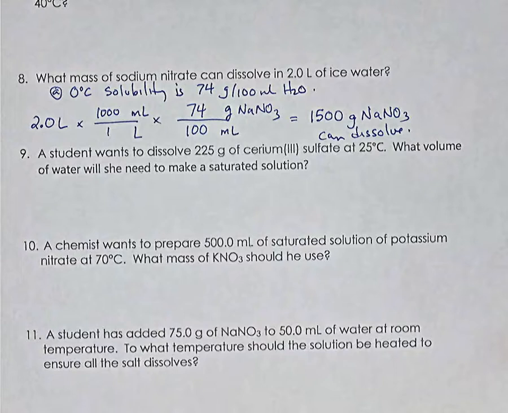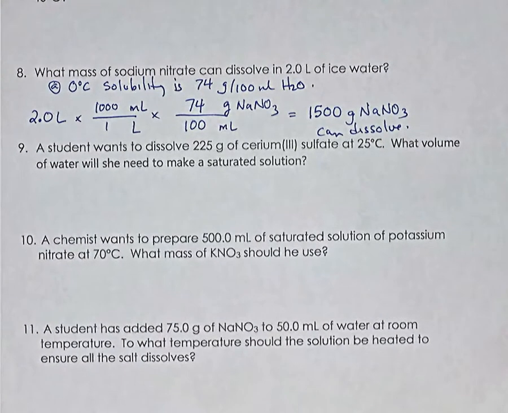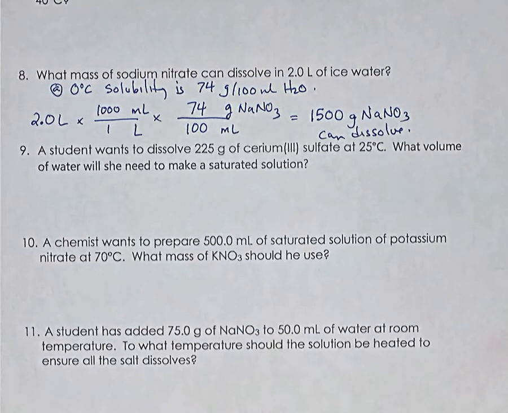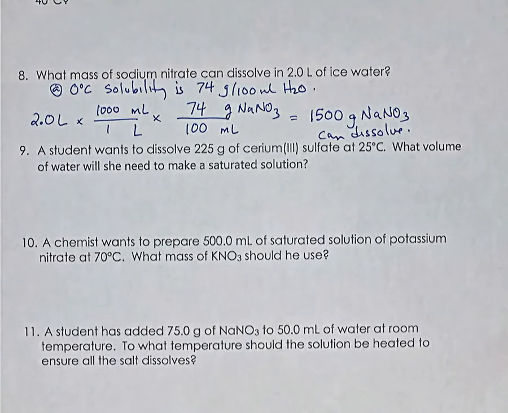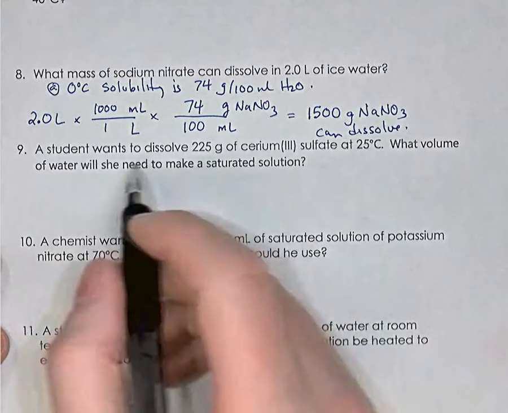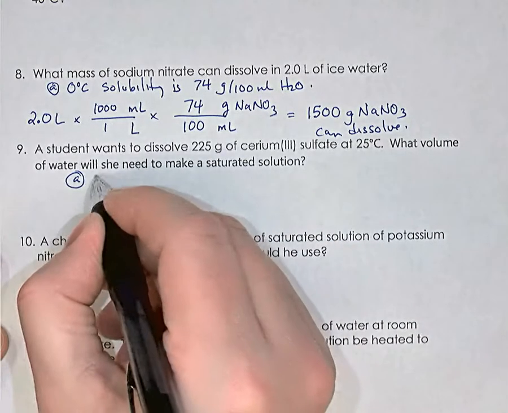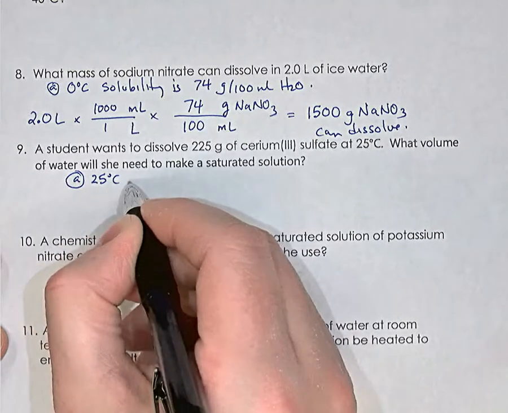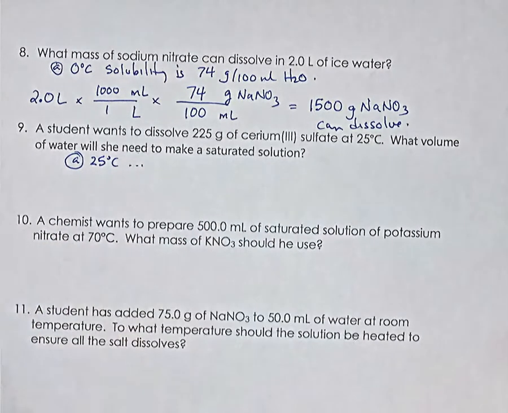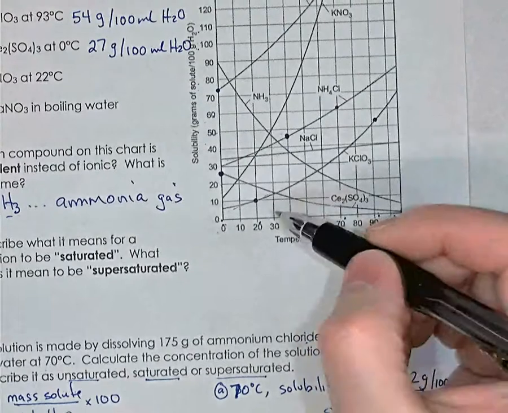Question number 9 just reverses that slightly. A student wants to dissolve 225 grams of the cerium sulfate at 25 degrees. What volume of water will she need to make a saturated solution? So we're going to do exactly the same thing, but this time we're going to find the volume of water. So at 25 degrees Celsius, we look on our chart for cerium sulfate.